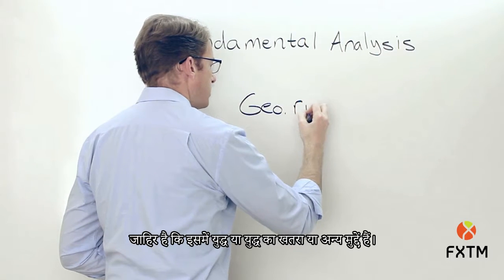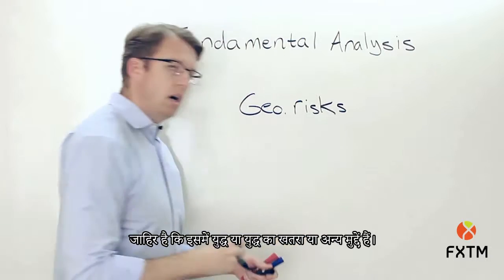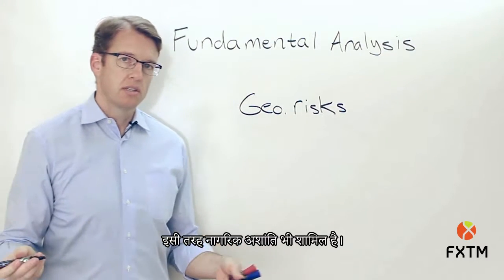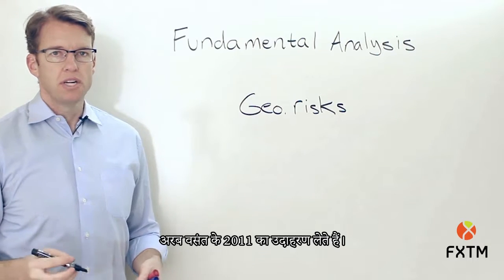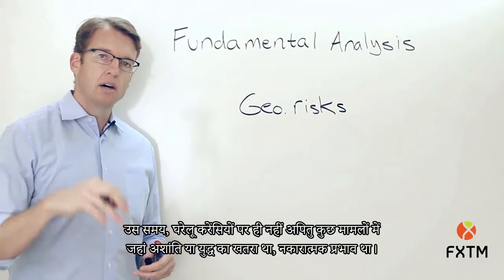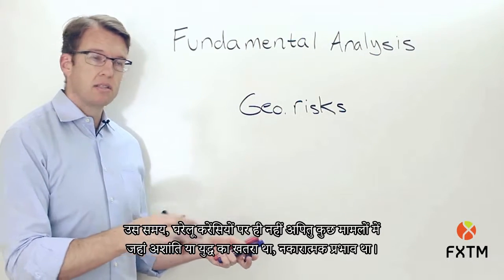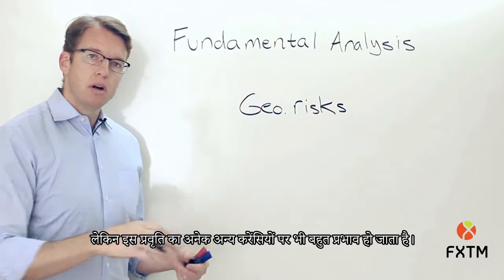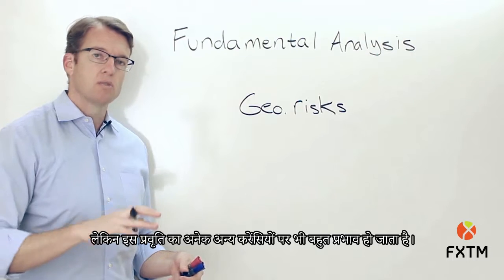So this would obviously include war or the threat of war or other issues, so civil unrest as well. So take, for example, in 2011, the Arab Spring. Now, at the time, this had a negative impact not only on domestic currencies, where the unrest or the threat of war, in some cases, was happening, but it also tends to have a bit of a dampening effect on a lot of other currencies as well.